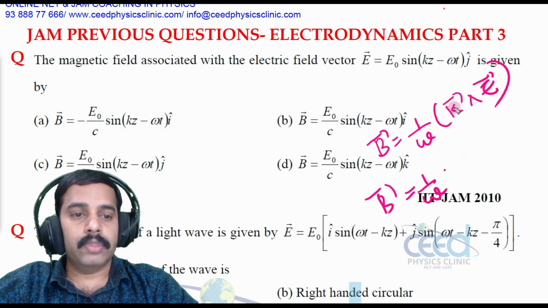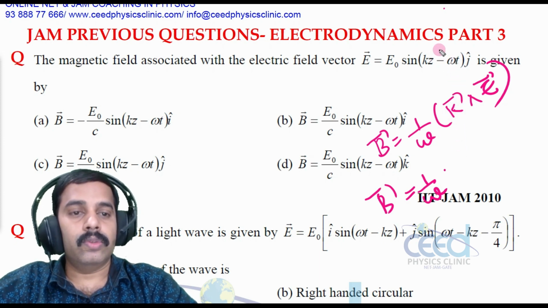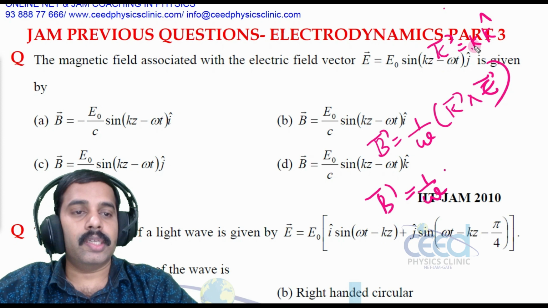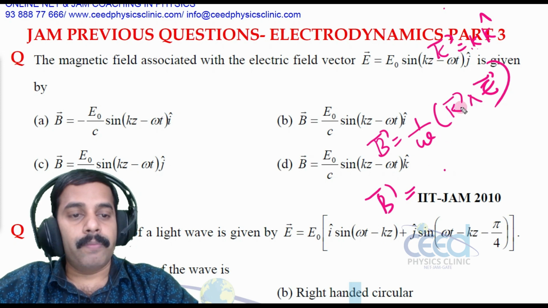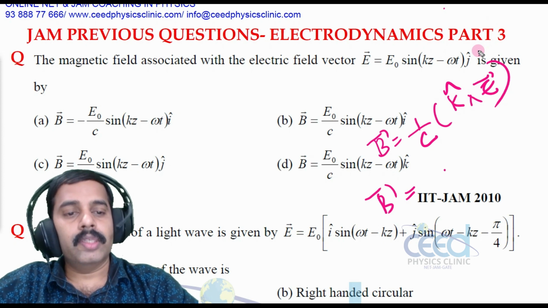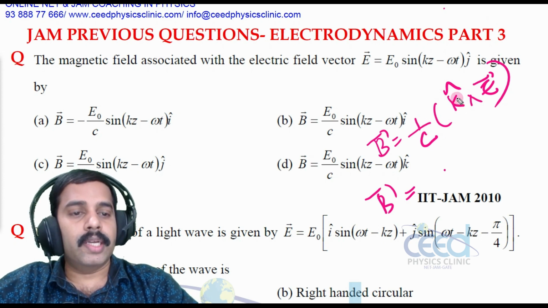So this k I can write as k cap divided by k, right? So the vector k is equal to k times k cap. If k is the modulus of the k vector, then any vector we can represent as k cap. Or you may use the direct formula we have studied, 1 by c k cap cross E. You may use this relation also. Okay. So what is 1 by c k cap cross E?